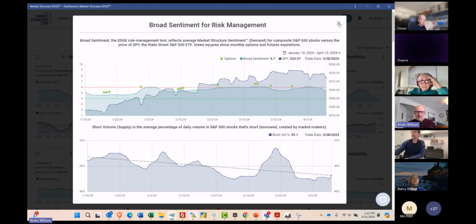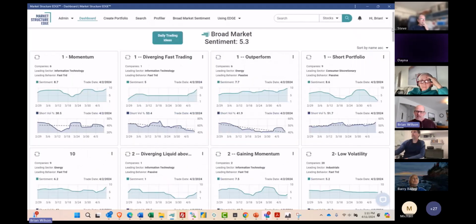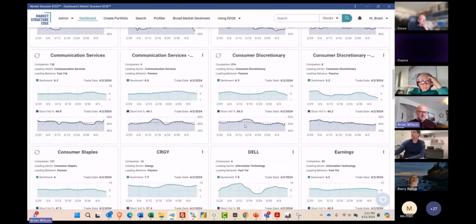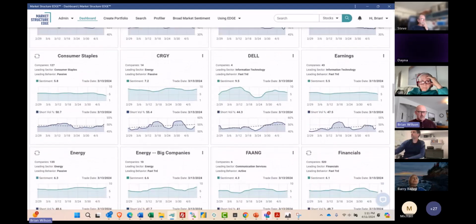Actually, let me give you a slightly different look. When I was looking at my dashboard this morning and looking at the different sectors, I saw more convergence in almost everything. Here's what I mean by that. Look at communication services moving lower from a demand perspective. Look at daily short volumes moving higher. Consumer discretionary, same thing. In almost every single sector that you look at, demand is lower and short volumes are higher.